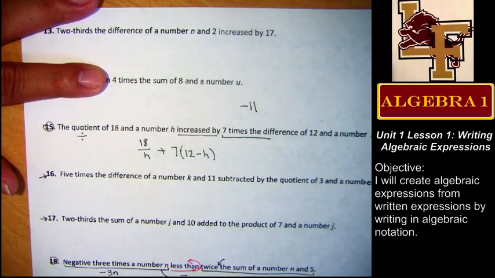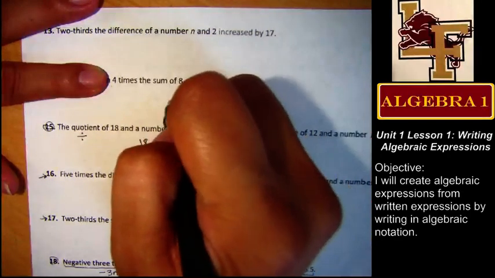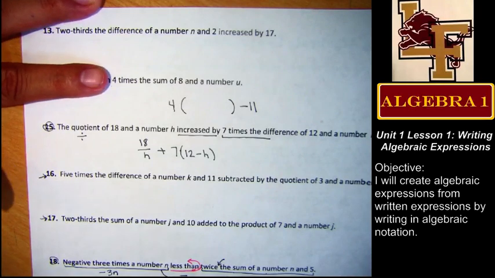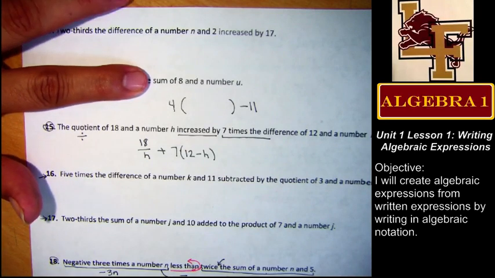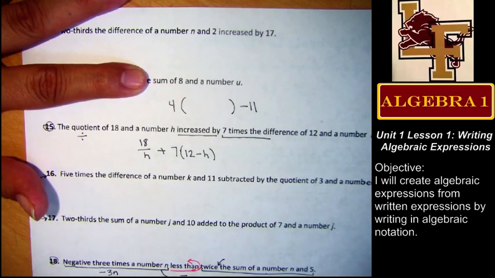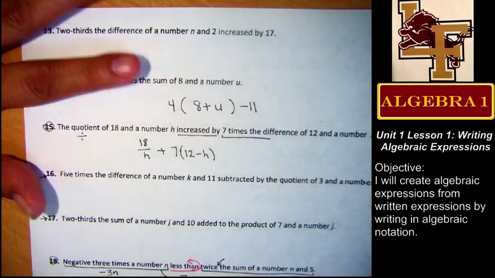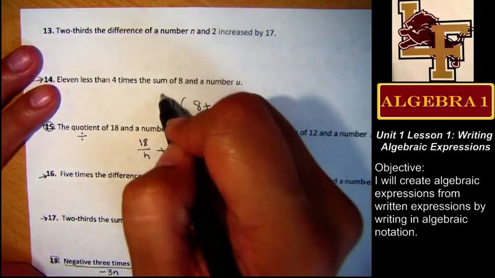To write 4 times the sum of, that's the 4 and then a grouping symbol, right? Okay, so 4 and then our grouping symbol. What's happening inside that group? Addition because of the sum. And which 2 things are we adding? 8 and u. Good. And there's our final answer for this one.